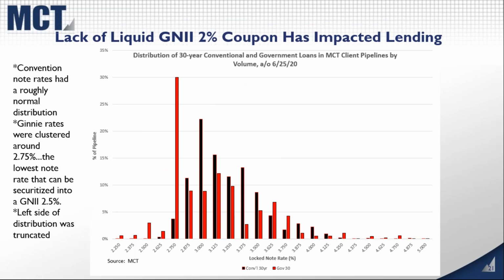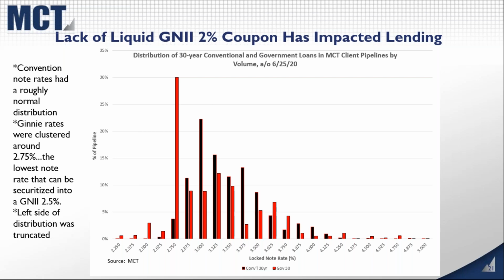Now, the other interesting thing I found is that the lack of a Ginnie 2 coupon has impacted primary lending rates. Keep in mind that both in conventionals and in Ginnies, lenders have to hold a minimum of 25 basis points, or more accurately, the spread between a loan's note rate and its coupon rate has to be a minimum of 25 basis points.